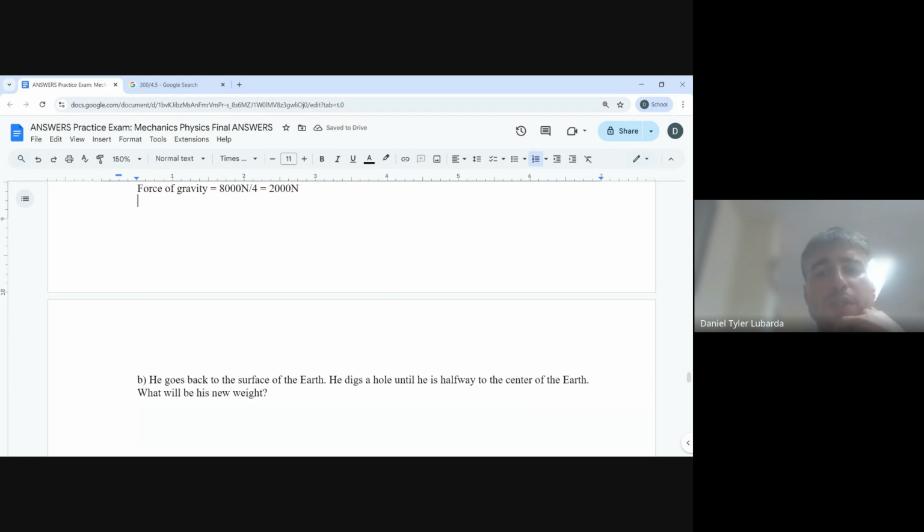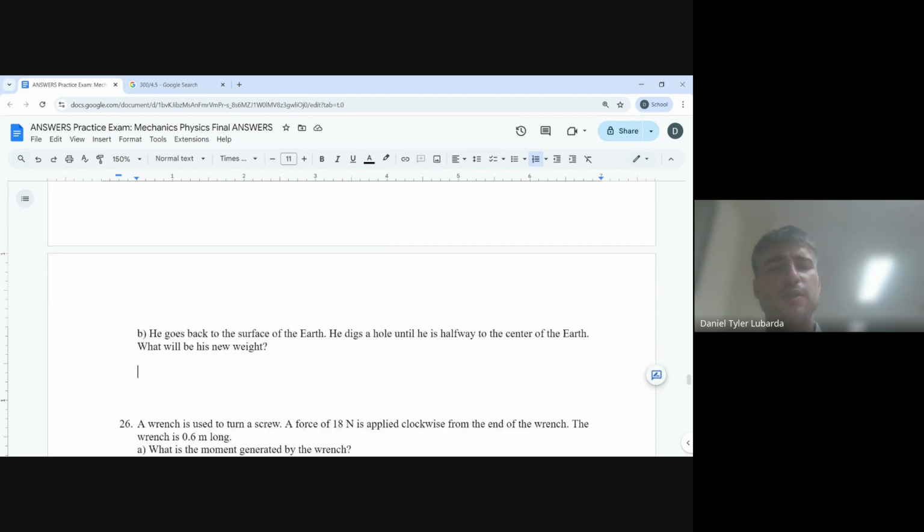And he digs a hole until he's halfway to the center of the Earth. What will be his new weight? So let's think about it. Do we think he's going to get heavier or lighter? Well, if we're imagining all the mass is at the center point of the Earth, we can say he's getting closer to that center point.